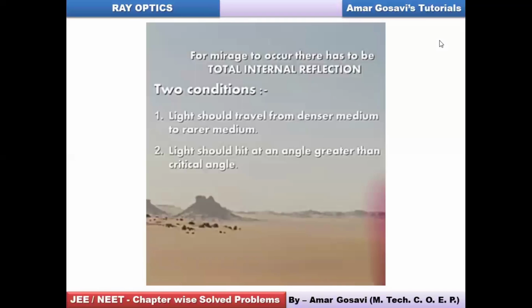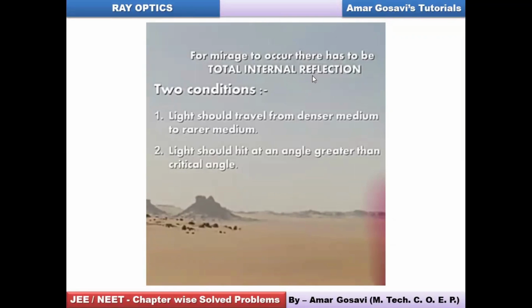Total internal reflection of light, remember. And then we have also discussed the application of it, say for example, mirage, what exactly happens. The two foremost conditions which are necessary for total internal reflection of light.